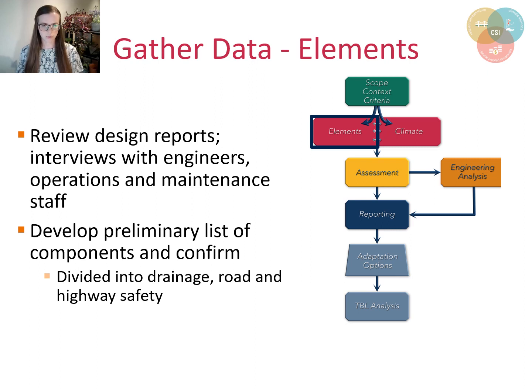Moving into the second stage, we're thinking about gathering data. So starting off with elements. This is something where you want to pull together things like design reports or drawings, and then really have some of those interviews and conversations with people who know the system very well. So for example, engineers that are involved in the design process, or operations and maintenance staff who are very intimately familiar with the system and perhaps how it has already responded to climate events. From here, you can develop a preliminary list of the components and then walk this through with the team again. So for this example, they came up with a number of different components and then divided these into three main categories: drainage, road, and highway safety.